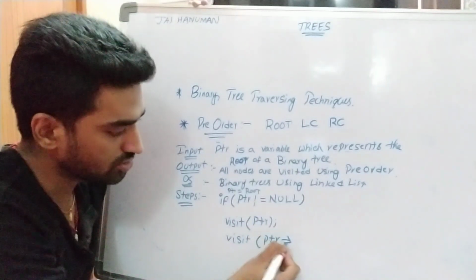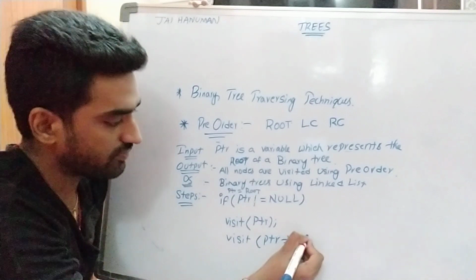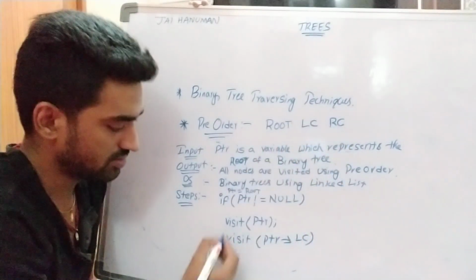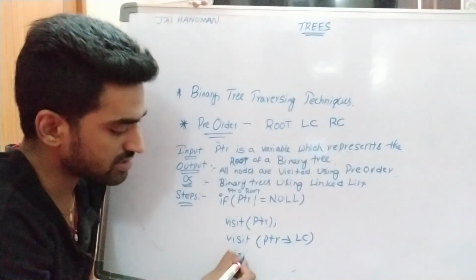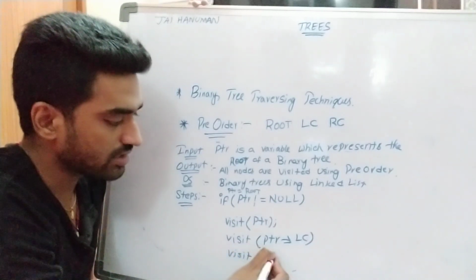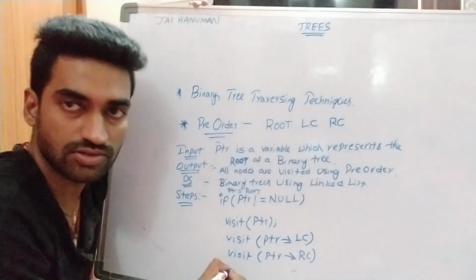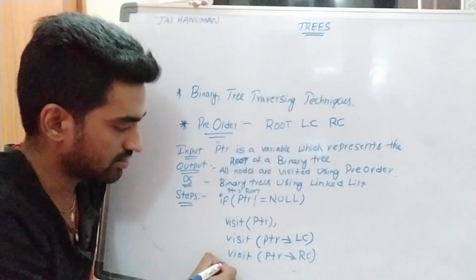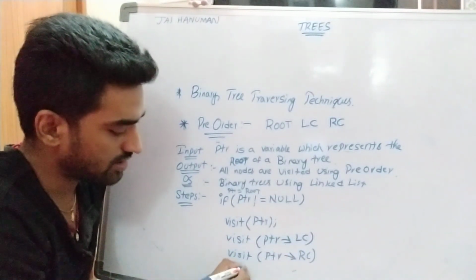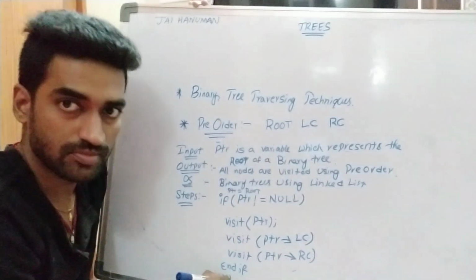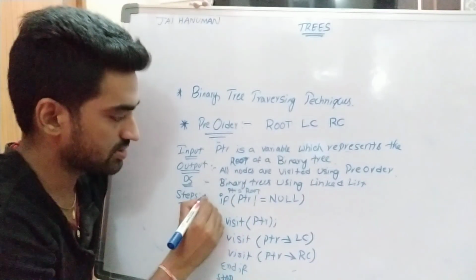Then pointer to left children. Then after completion of left children visiting, pointer to right children. Then I am closing it with end if. So these are the steps.